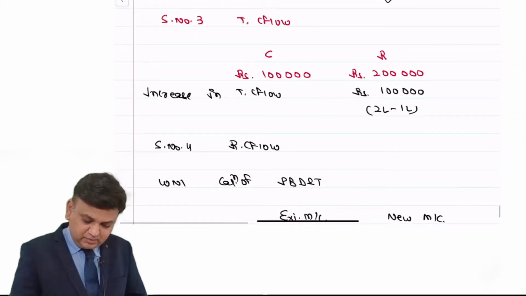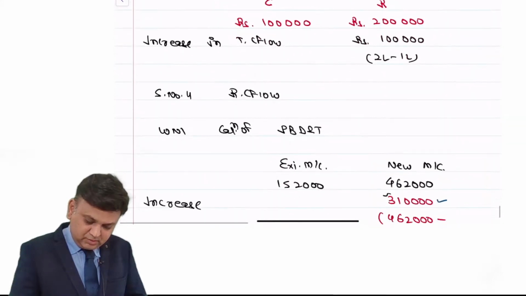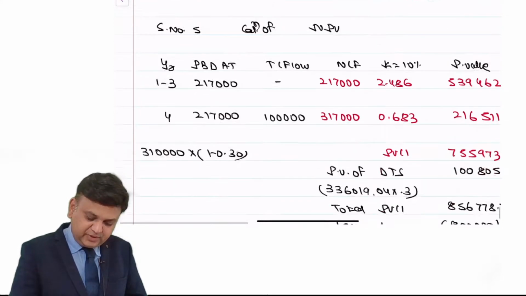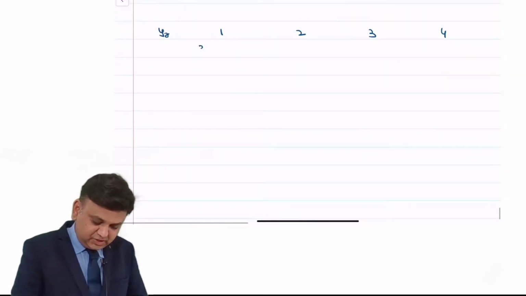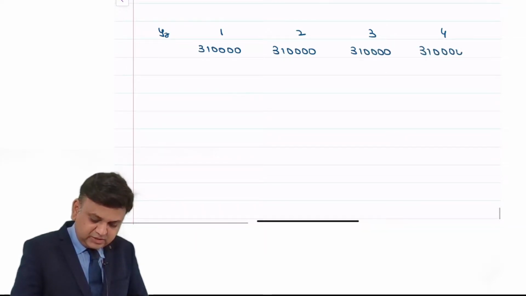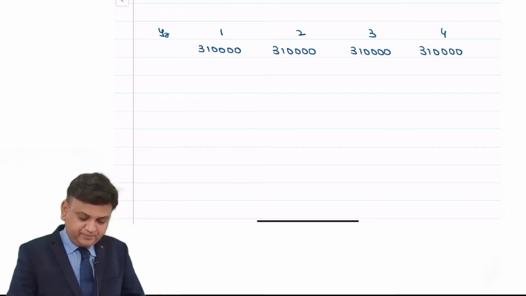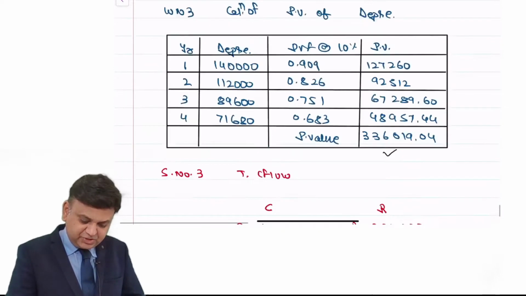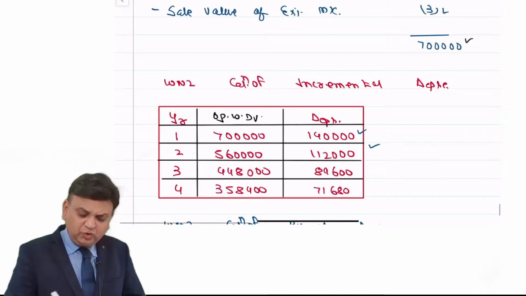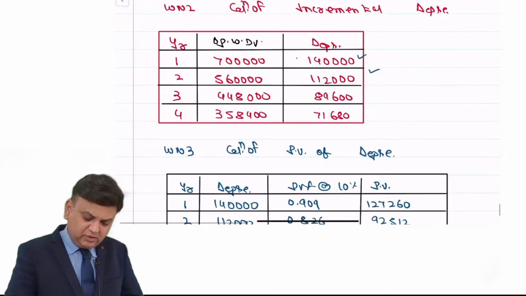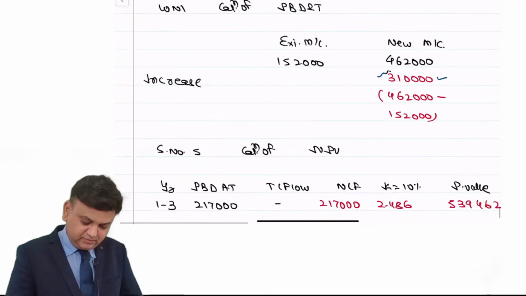The amount of incremental profit before depreciation and taxation is 3,10,000 for the first year, 3,10,000 for the second year, 3,10,000 for the third year, 3,10,000 for the fourth year. Then we deduct the depreciation. You don't have to write anything. Let me explain you: 140, 112, 89,600 and 71,680.